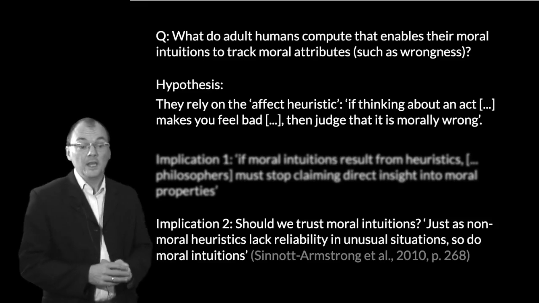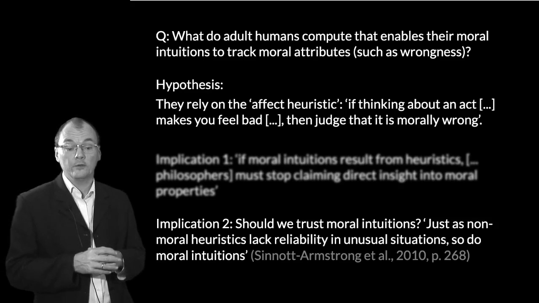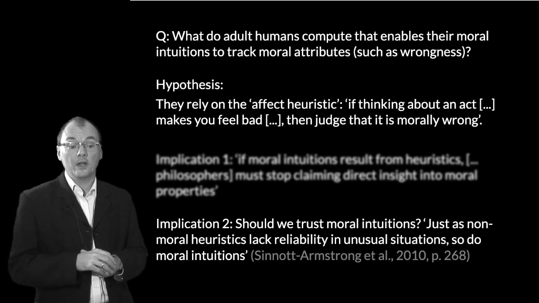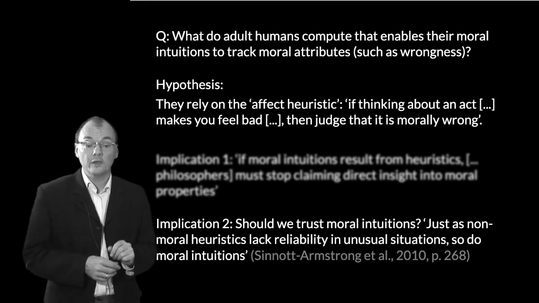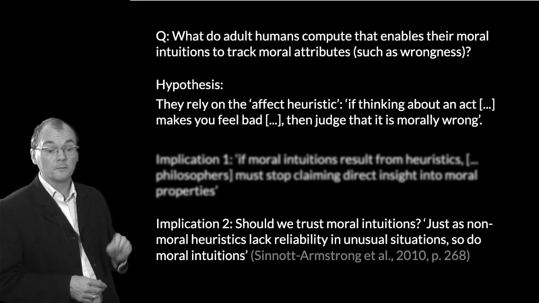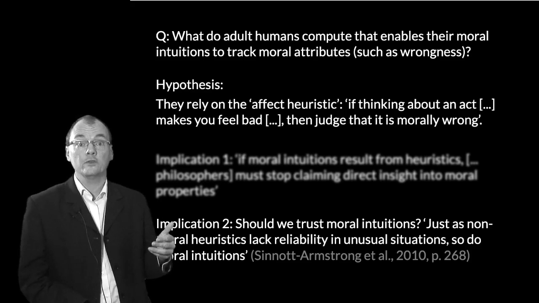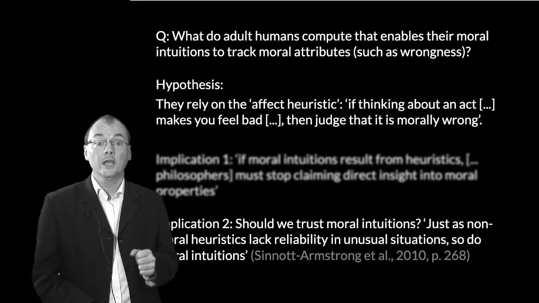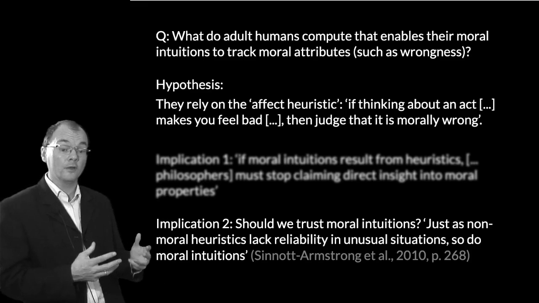A second implication is that we should constrain our trust in moral intuitions. Sinnott-Armstrong and colleagues say, just as non-moral heuristics lack reliability in unusual situations, so do moral intuitions. What they don't say, of course, is that this idea might cut two ways. We might also think that moral intuitions are highly trustworthy in usual situations, that's to say situations in which our evolutionary ancestors are likely to have found themselves quite frequently. In those situations, our moral heuristics may be the most reliable means we have to arrive at judgments.